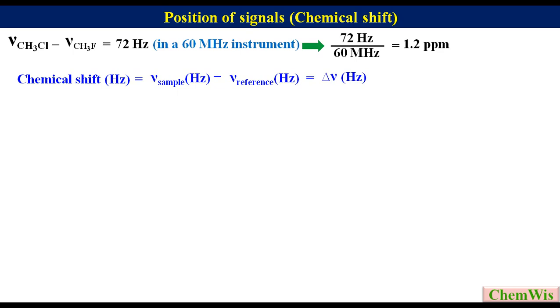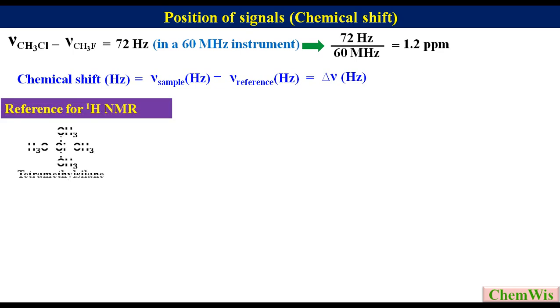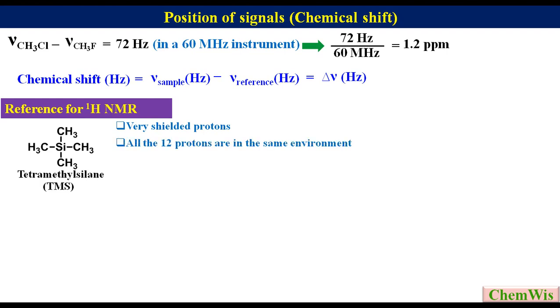The standard reference for the proton NMR, which is universally used, is tetramethylsilane, also called TMS. The reason for choosing it as a reference is that it has very shielded protons. All the 12 protons are in the same environment. This is chemically inert and has low boiling point so that it can easily be removed from the sample.